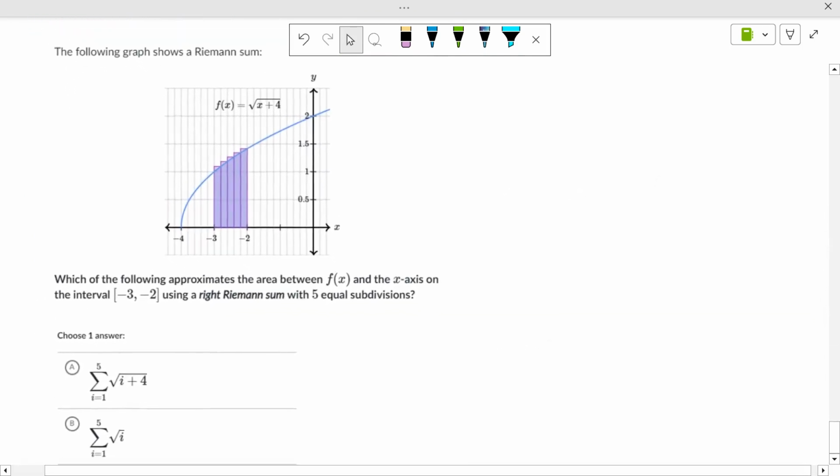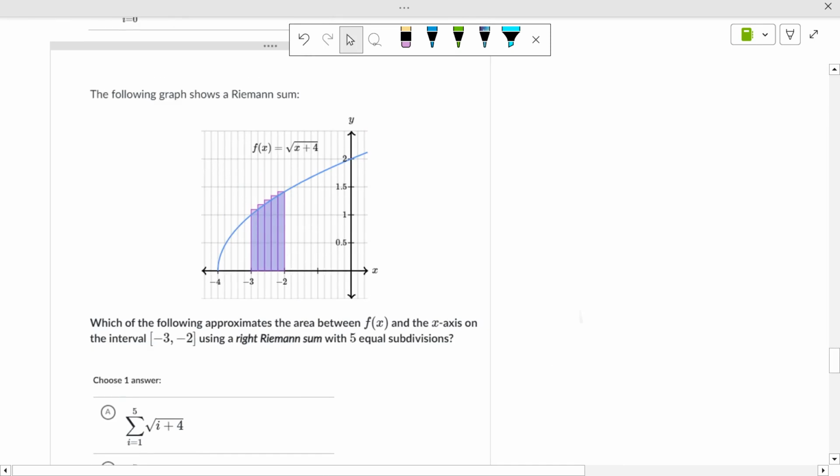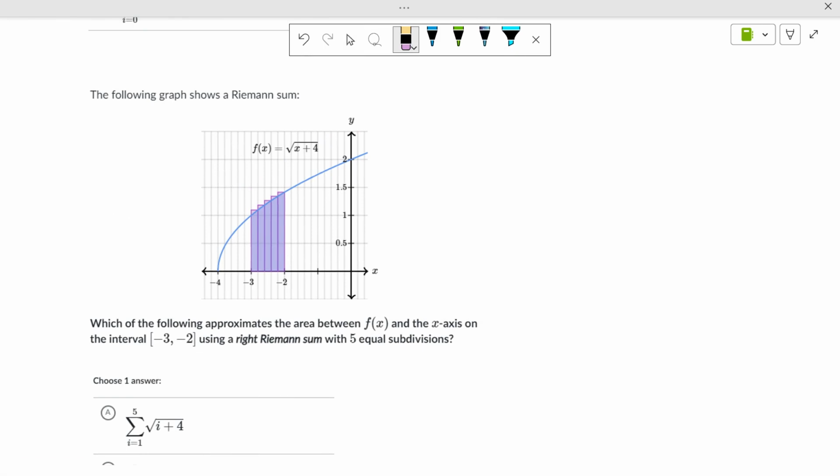Okay, this one's a right Riemann sum. And so right Riemann sums, I start with 1, not 0. I start with 1. Okay, but now we got to end up at -3. Oh my goodness. Now I got to go negative when I start out. Okay, so I have a Riemann sum. I go from 1 to 5 because there's 1, 2, 3, 4, 5 subdivisions.